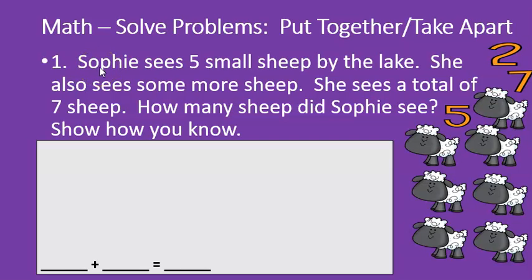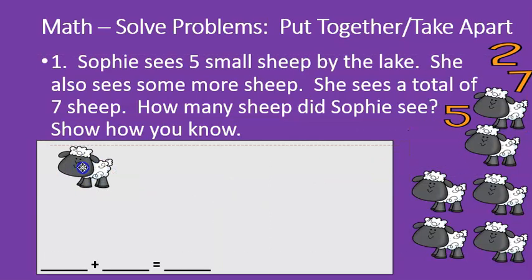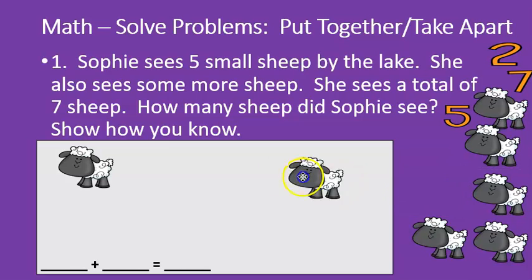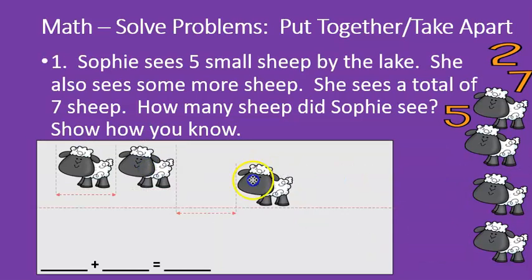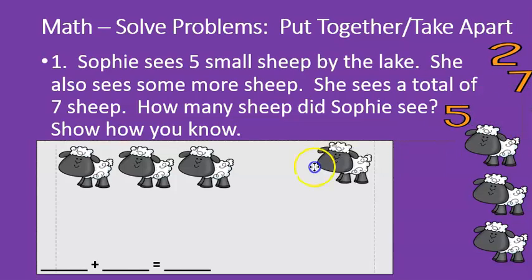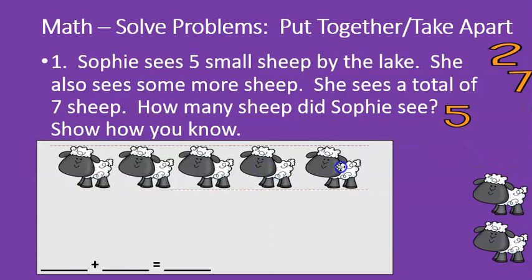It says, Sophia sees 5 small sheep by the lake. How many small sheep did Sophia see by the lake? How many? 5. So look, boys and girls, we have to get 5 sheep, okay? We're going to put them in here by the lake. 1, 2, 3, 4, 5. Okay, look, we have 5 sheep now that are by the lake.